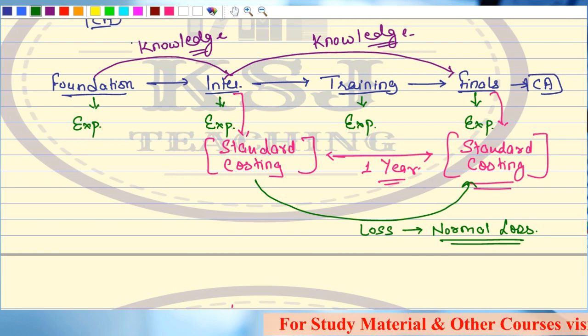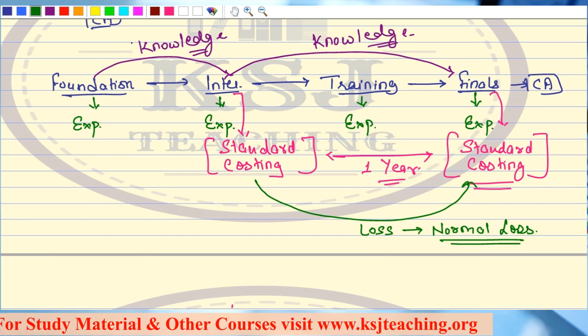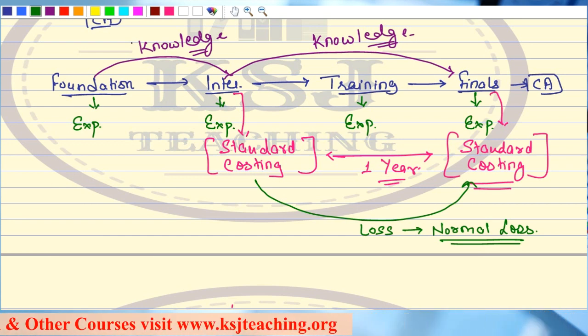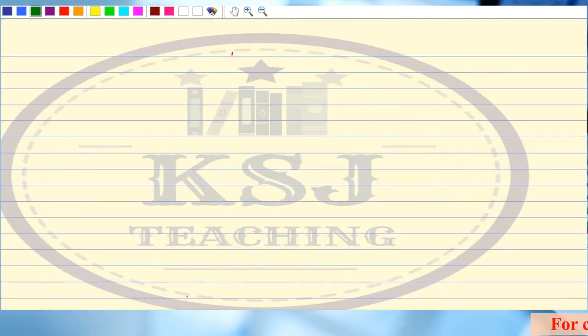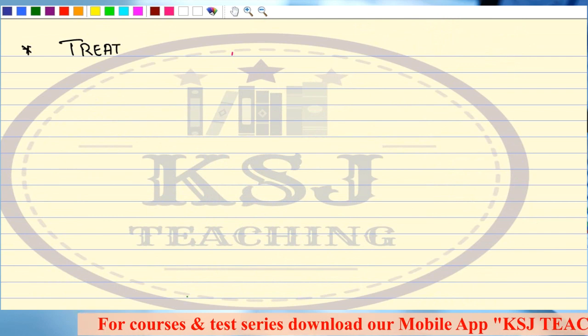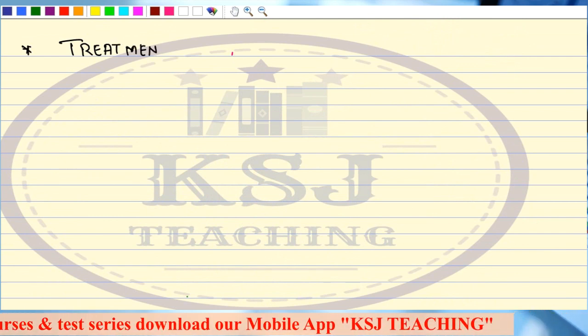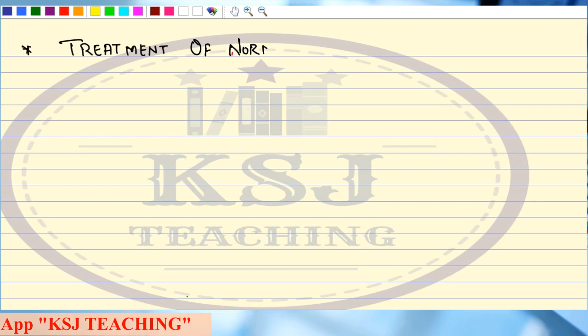Okay, so now the point here is that, sir, it is clear what a normal loss is in process costing. Now tell us, what is the treatment of normal loss? That is the important thing for you people to understand. Sir, what is going to be the treatment of normal loss? Treatment of normal loss.